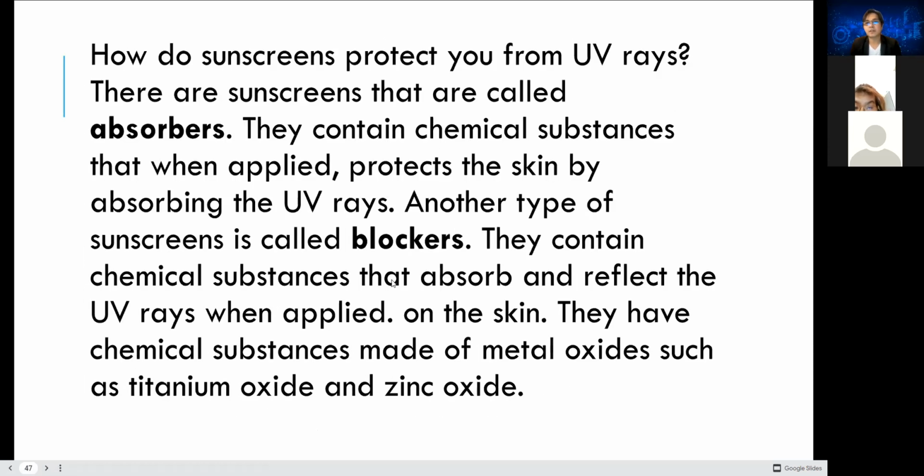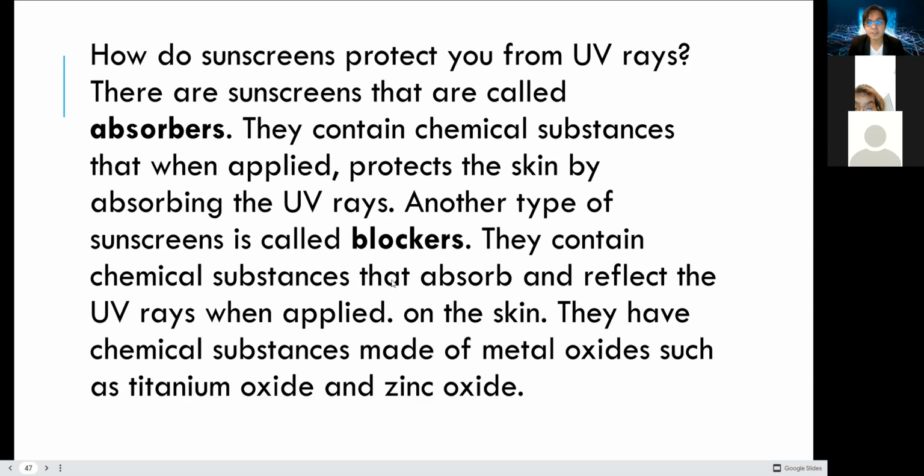How do sunscreens protect you from UV rays? There are sunscreens that are called absorbers. Okay, they contain chemical substance that, when applied, protects the skin by absorbing the UV rays. Okay, there are two types. Take note. So you need to identify if your sunblocks or sunscreens are absorbers or blockers. How about blockers?